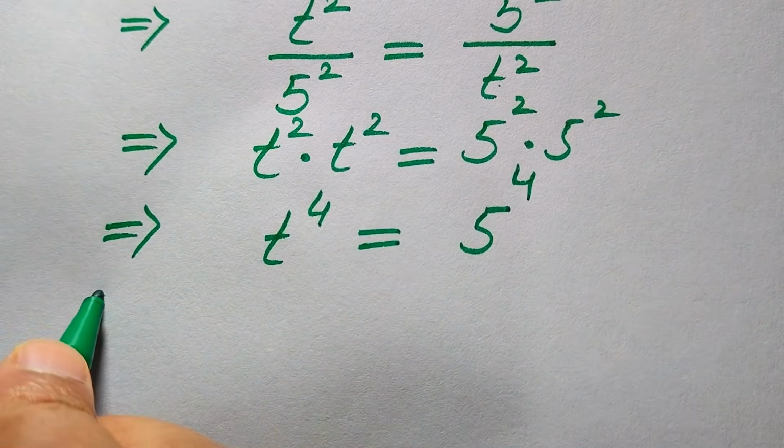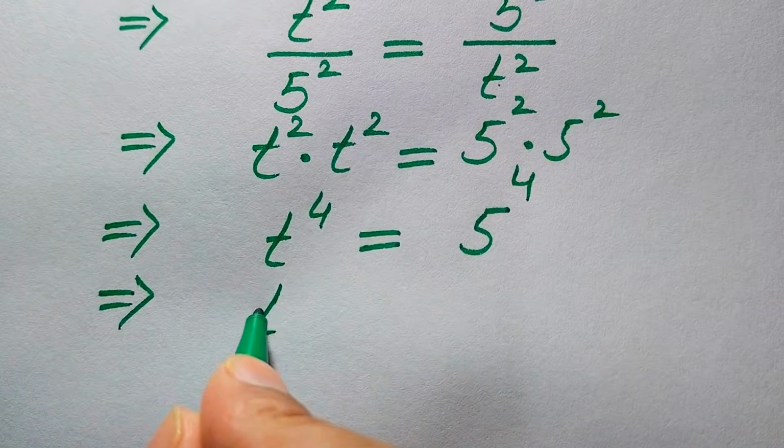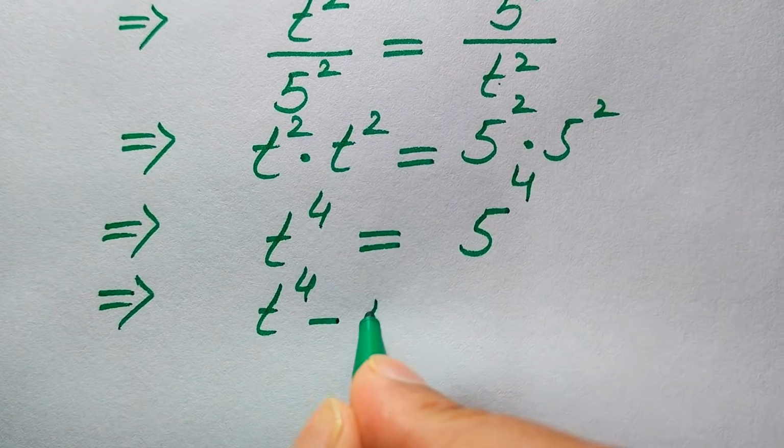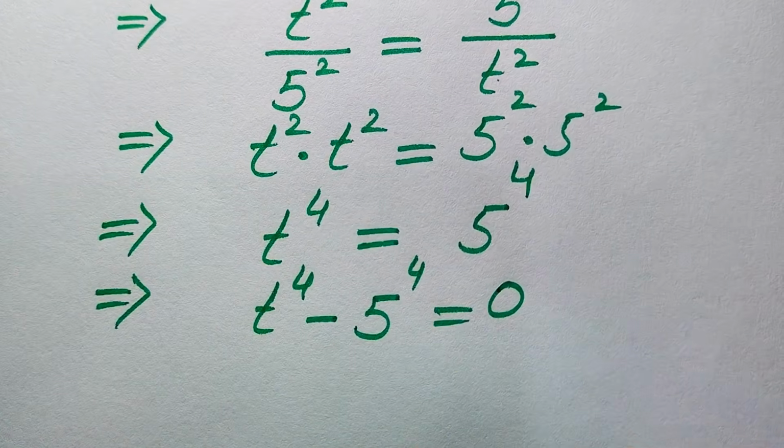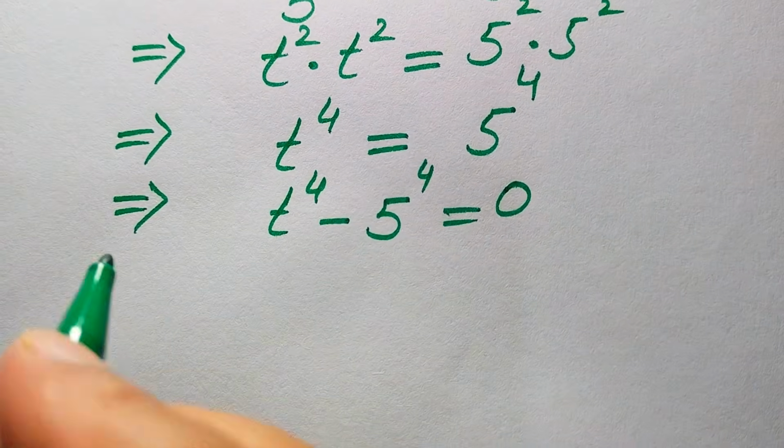And now in the next step we move the term 5 to the power of 4 from the right hand side to the left hand side, and it will be written as t to the power of 4 minus 5 to the power of 4, and this whole equation is equal to 0.